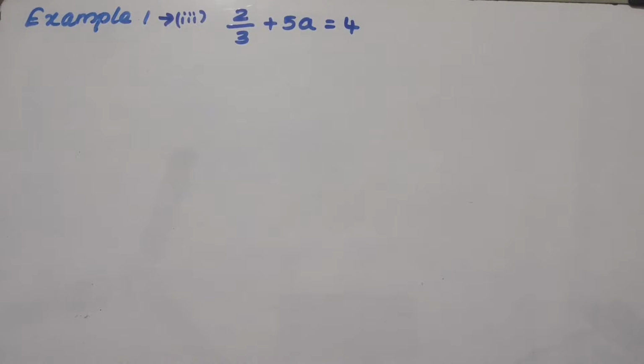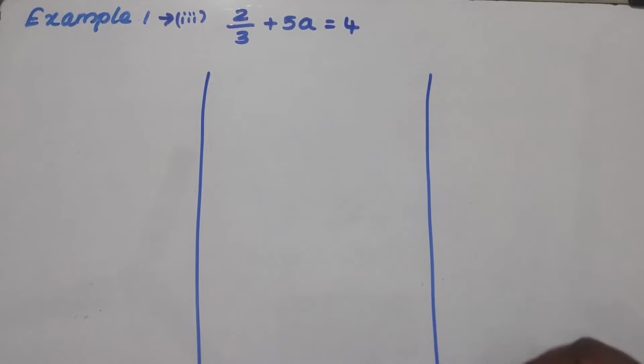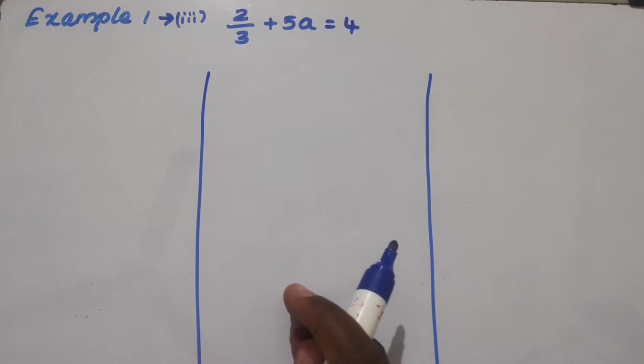See, in this question, what is given? 2 by 3 plus 5a equal to 4. Okay. See, this question is very easy. If you understand the concept, you can learn it very easily. I am going to teach you three methods. Which method is easy for you? You can solve by that method.